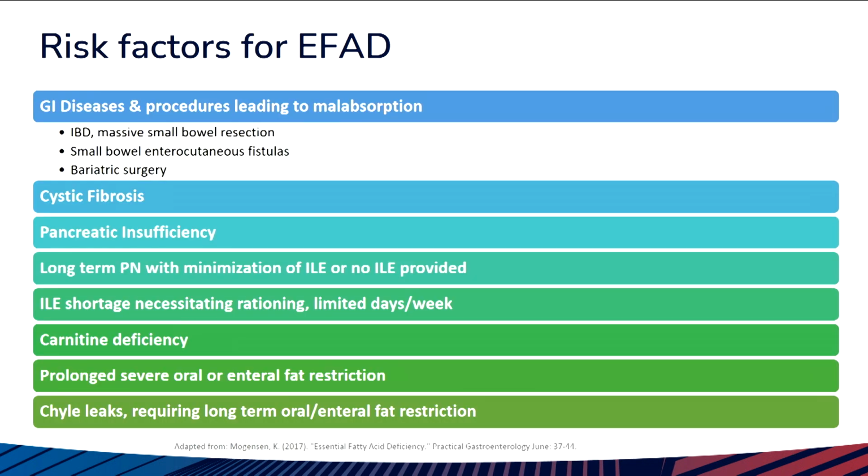So these are some of the risk factors for EFAD. Of course, the ones I think we're going to see the most in our patients that are on PN are the GI diseases: a lot of small bowel resections or short bowel syndrome, EC fistulas. Bariatric surgery has become a huge disease state or procedure that has led to malabsorption now. We're seeing a lot more of those patients, especially in home infusion.